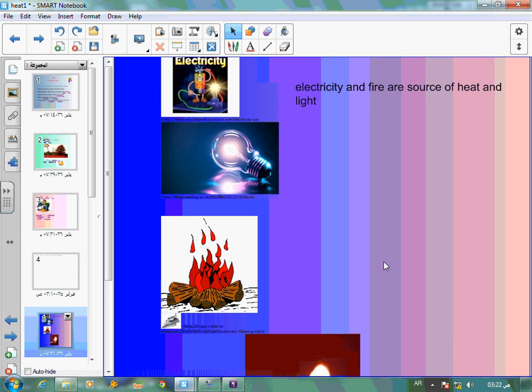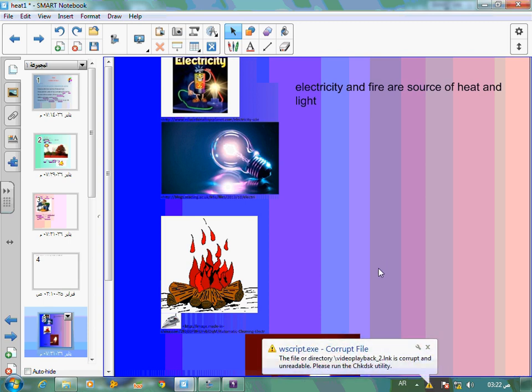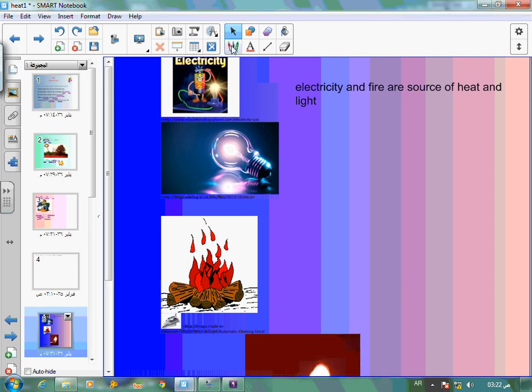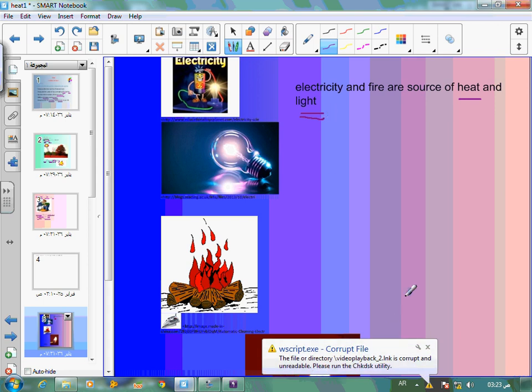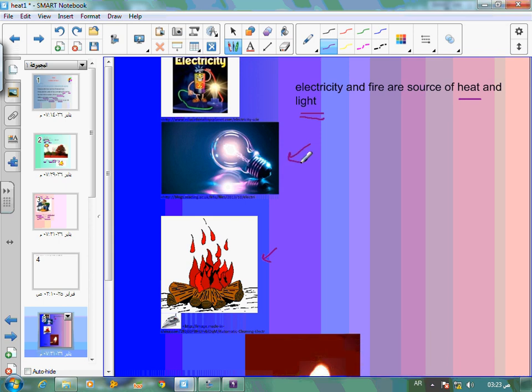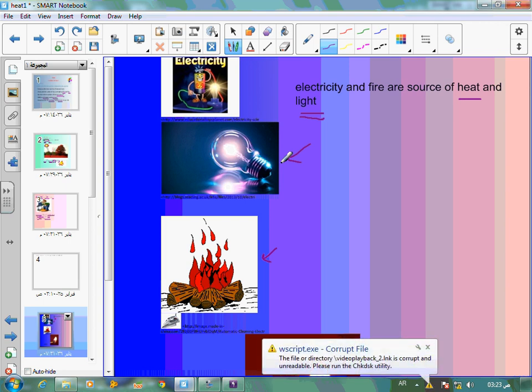There are other examples of heat sources. Electricity and fire are sources of heat and light. Electricity, lamp, fire, iron are sources of heat and light. It gives us light as a lamp, heat as a fire. A lamp gives us light, fire gives us heat. A lamp also gives us heat. We can't touch a lamp because it gets hot.